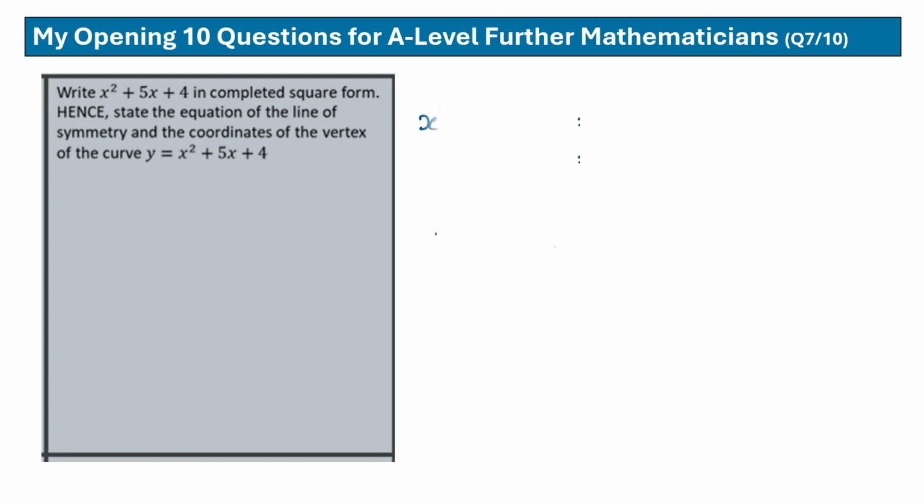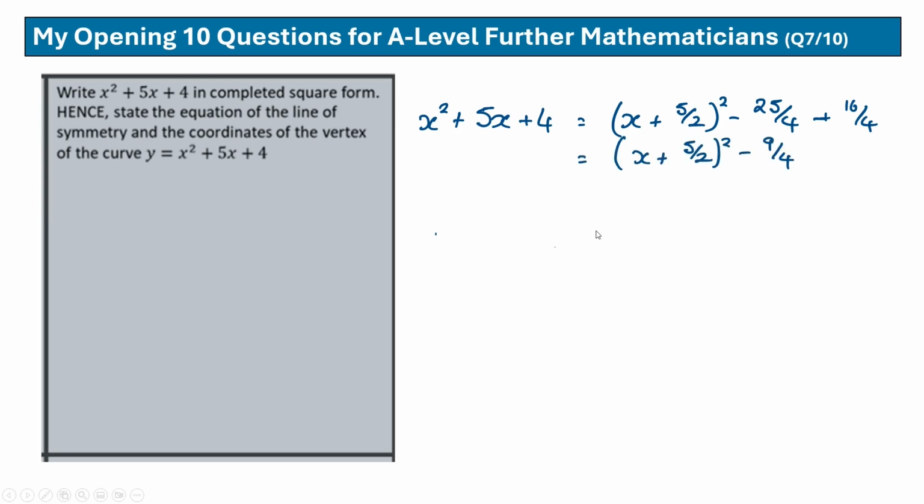So I'm given an equation, y equals x squared plus 5x plus 4. So what I'm then going to do is half 5 and then take away the square of half of 5. So it's going to be x plus 5 over 2 squared minus 25 over 4 plus 16 over 4. You'll notice I've already put 16 over 4 into quarters just to make it a little bit easier. Then I can collect the constants on the right, and that's going to give me x plus 5 over 2 squared minus 9 over 4.